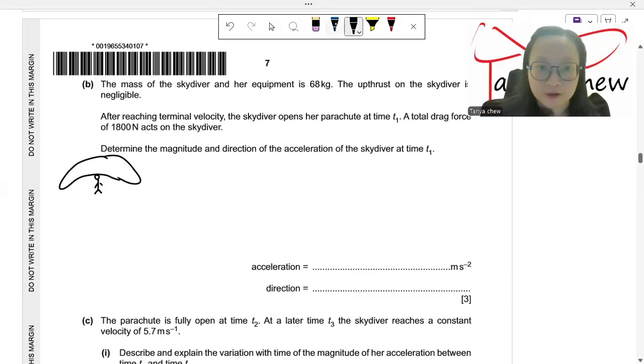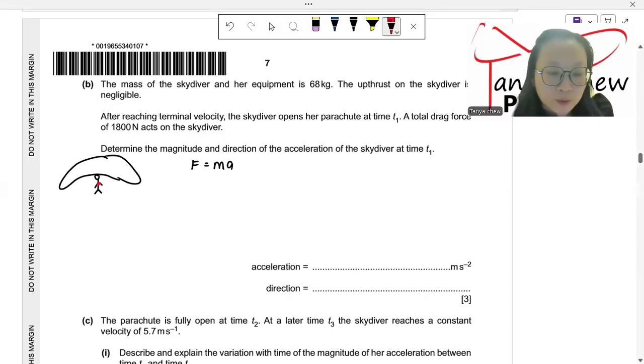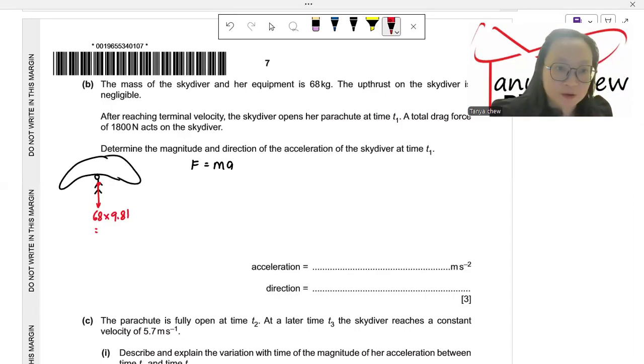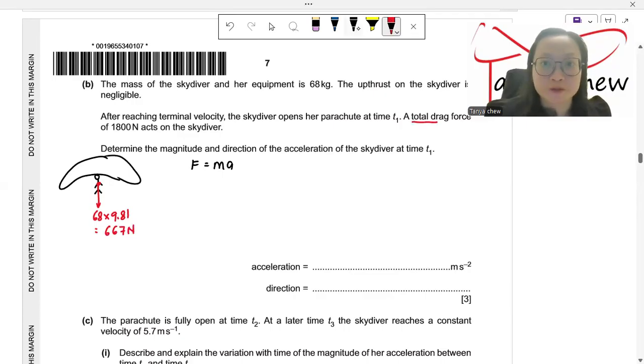Right, so you have to identify, in order for you to determine the acceleration, I'm definitely going to use this equation, F equals ma. But this F has to be the resultant force. There is a weight, right? There's a weight of the skydiver and her equipment, which is 68 times 9.81. That's the weight of the skydiver. So I'm going to calculate that first. 68 times 9.81, that gives you 667 Newton.